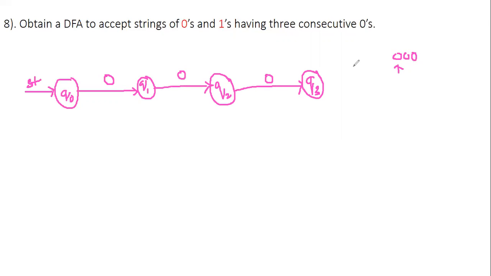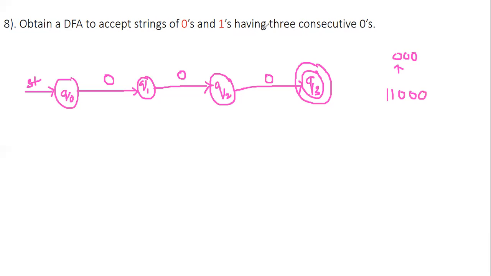Now, if this minimum string is to be accepted by this DFA, what I need to do is make Q3 the final state. Then obviously this minimum string 000 will be accepted. So this is the basic version of this DFA. Now we'll go for another string pattern, like 11000 if you have.